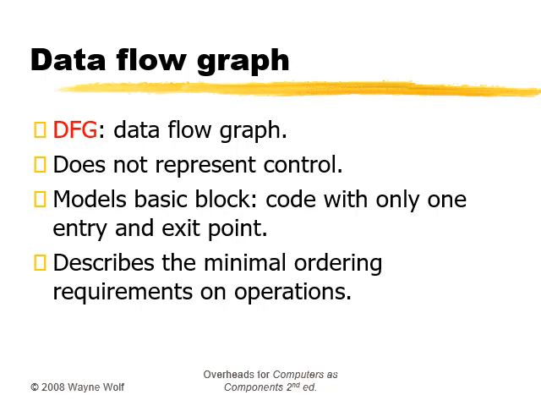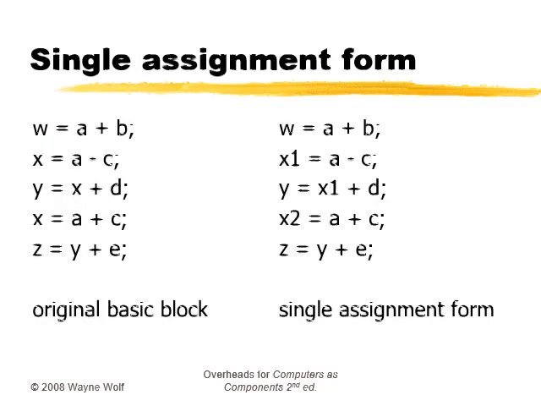Before we are able to draw the data flow graph for the code, we need to modify it slightly. There are two assignments to the variable, so let's check out the example. If you see in this basic block, the original basic block has two assignments to x, so it appears twice on the left side of an assignment. Here you can see x = a - c and x = a + c.